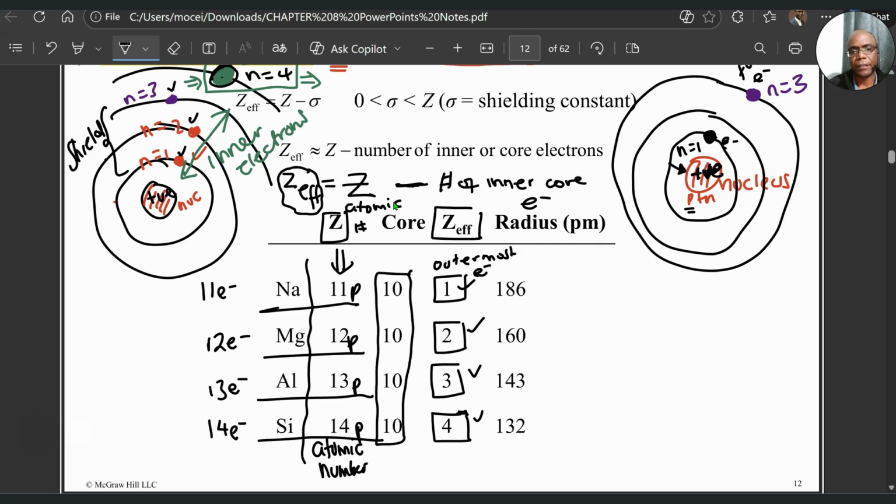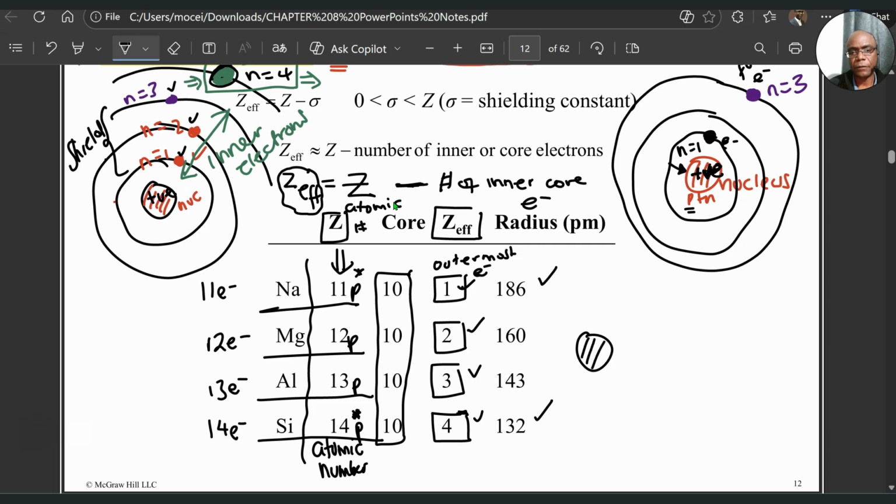Now let's compare. If all of them have the preceding 10 electrons before the outermost electrons, who is going to have the biggest radius? We expect that the one that's going to have the biggest radius will be sodium, and the one that's going to have the smallest radius is going to be silicon. And the reason is silicon has more protons in the nucleus than sodium.